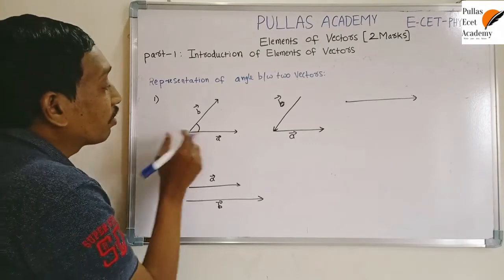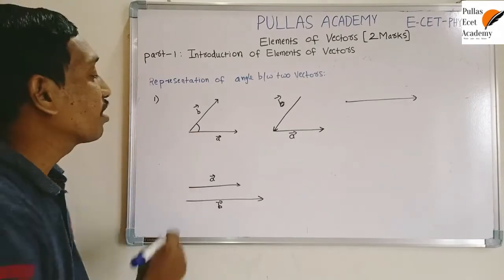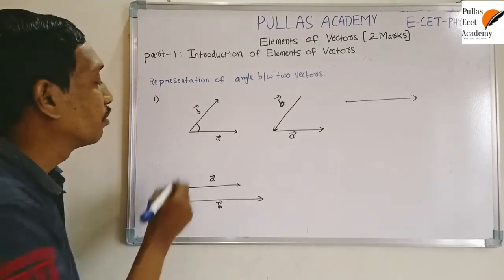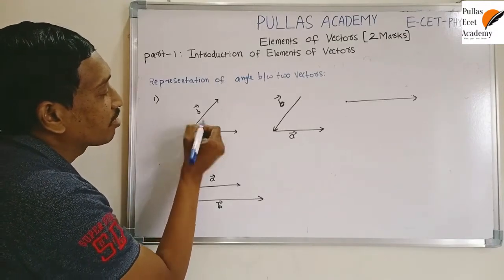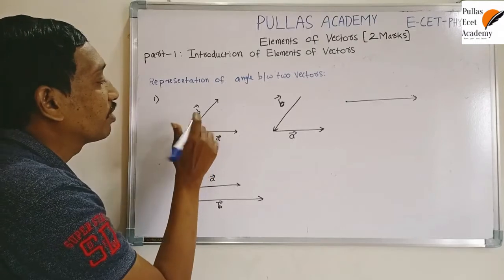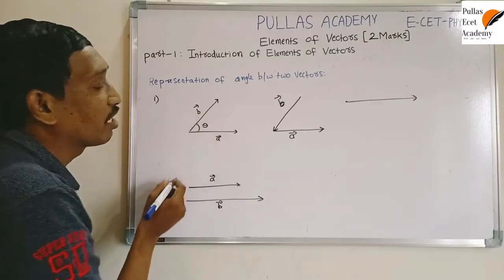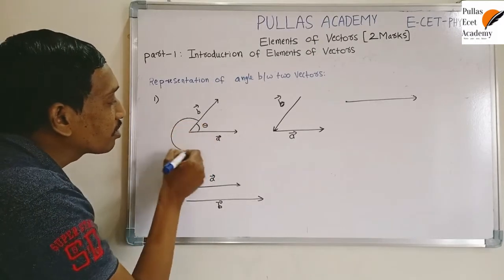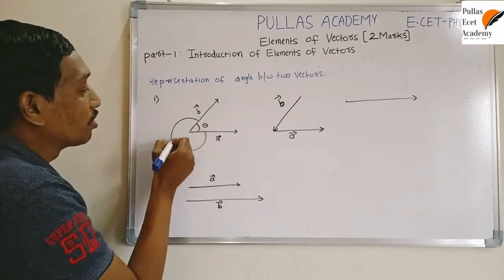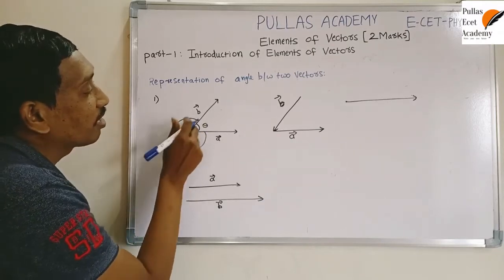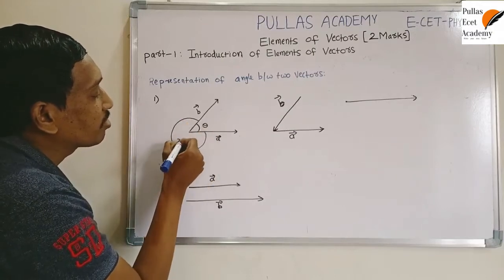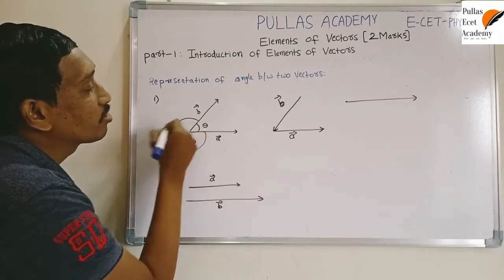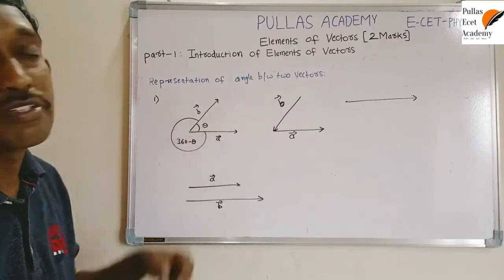Now what is the angle between the two vectors? Here two angles are possible. This is one angle; for example, I consider it theta. The angle between these two vectors is theta. One more angle is also possible. This is the other angle. Since the total angle is 360, this one is 360 minus theta. These two angles are possible between these two vectors.